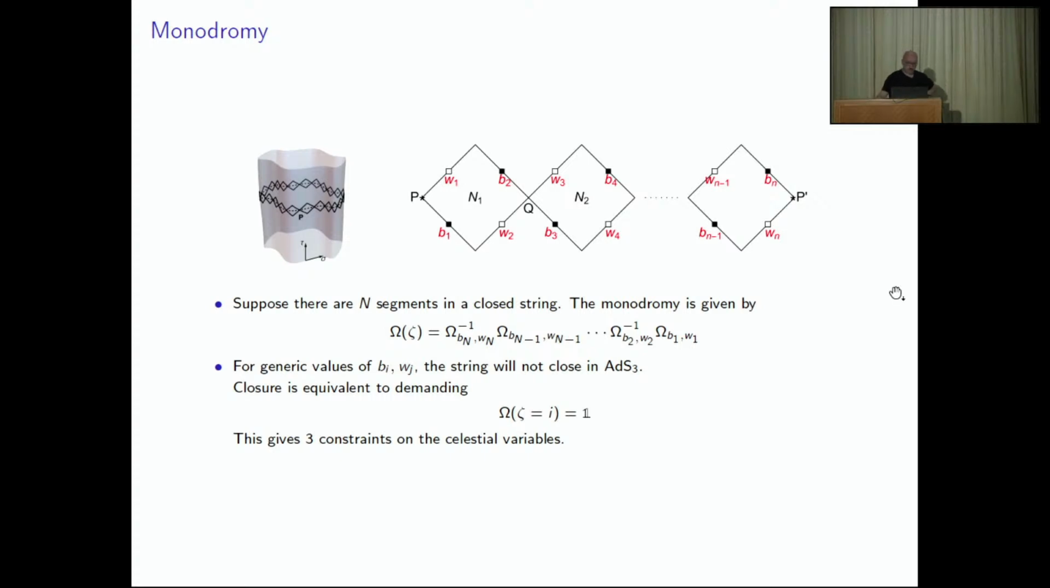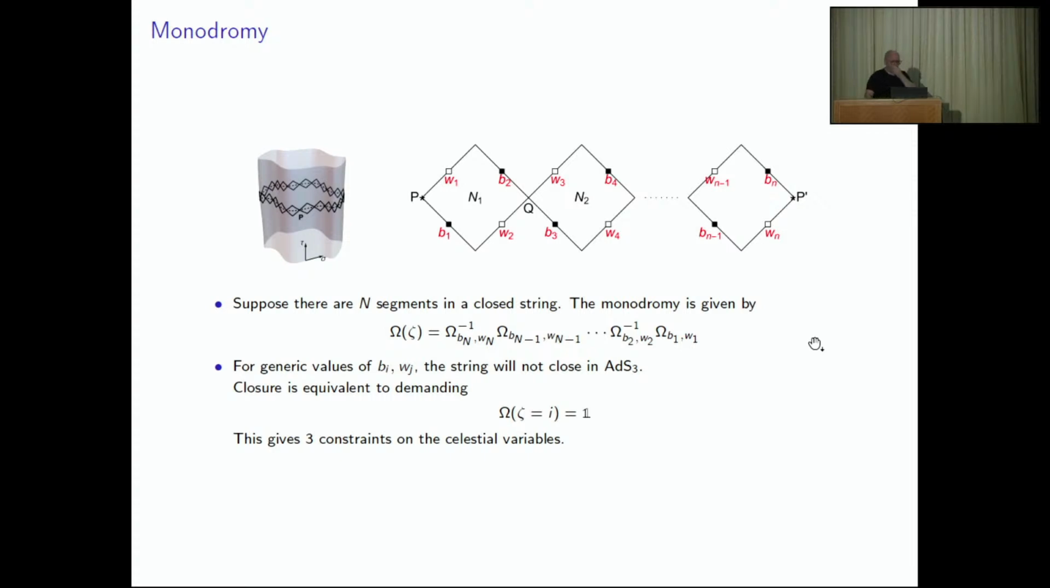All right, so from these Lax matrices, you can build the monodromy for a closed string. Just basically multiply these matrices and their inverses. And in every matrix, there are two celestial variables which enter. So you can actually write down the spectral curve in terms of these celestial variables completely explicitly.